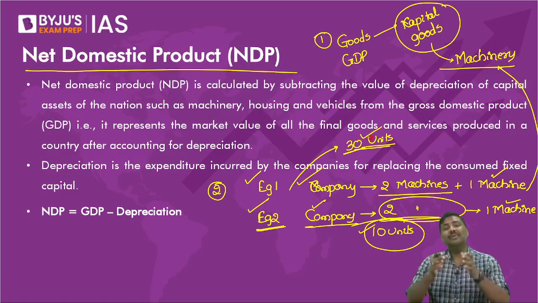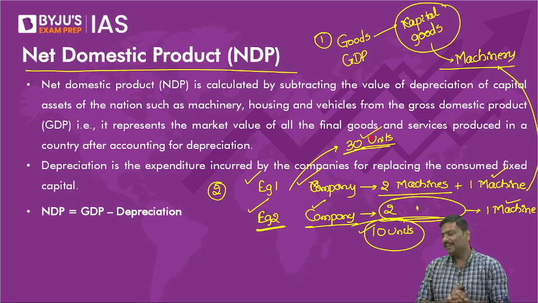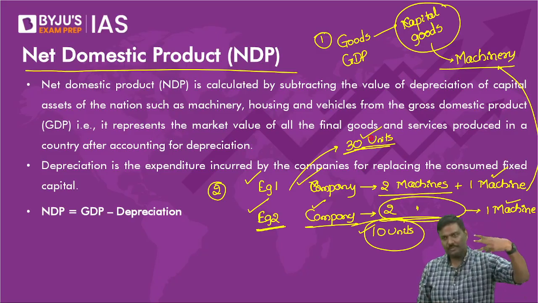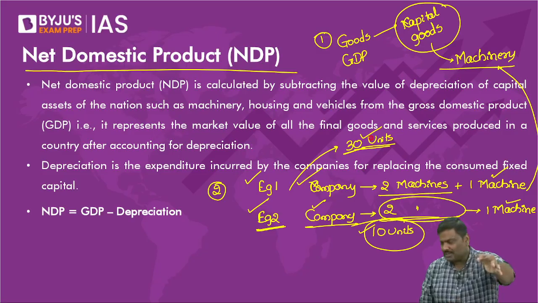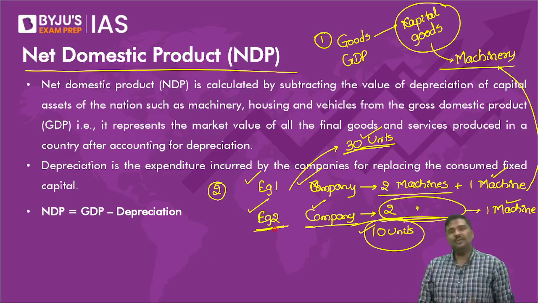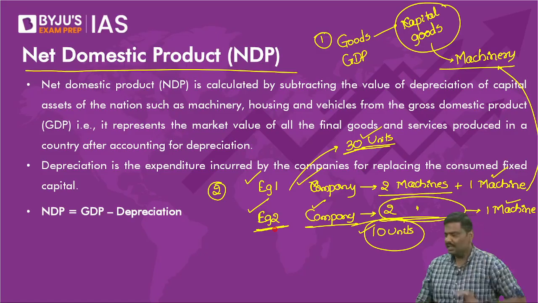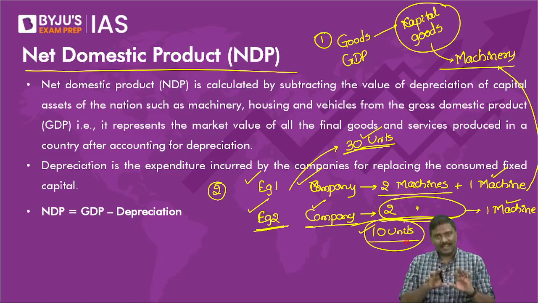I'm assuming per machine they are going to produce 10 units. So in example 1, we will have 3 machines. You'll produce 30 units. Is it difficult? Per machine 10 units, 3 machines 30 units. In example 2, per machine 10 units, you have only 2 machines, 20 units. Done? Now please understand the next point.